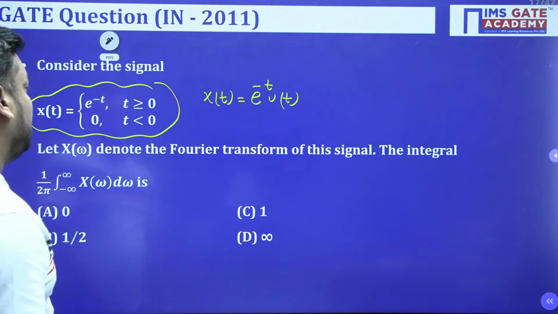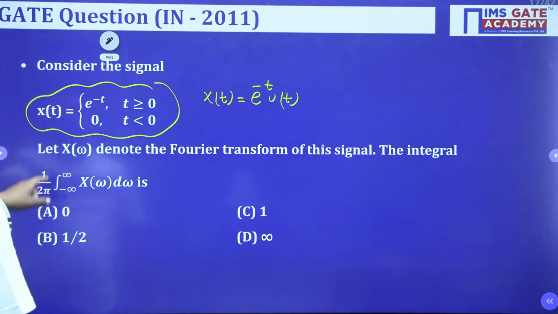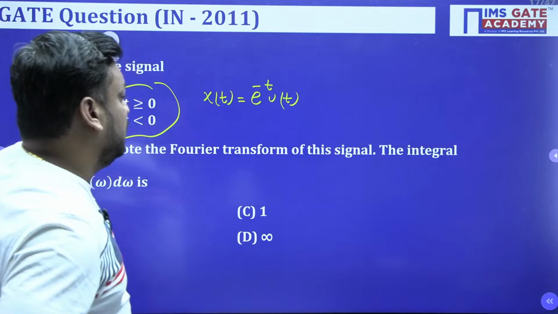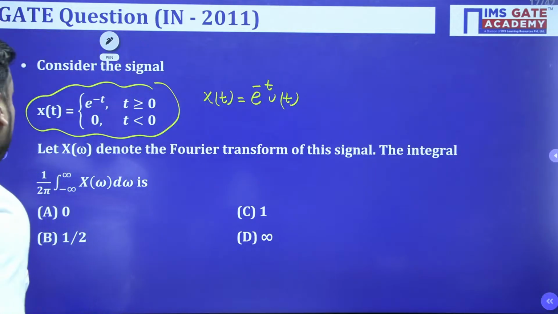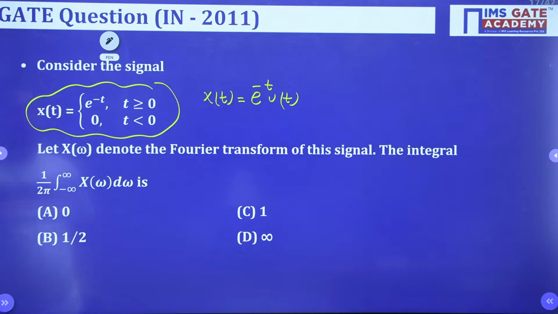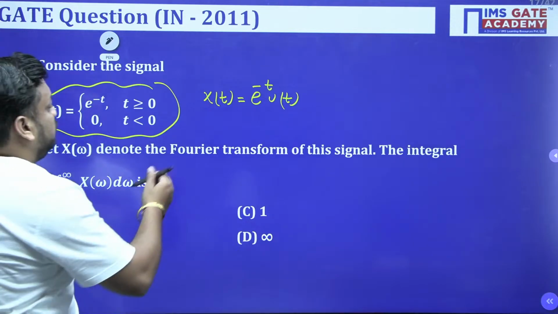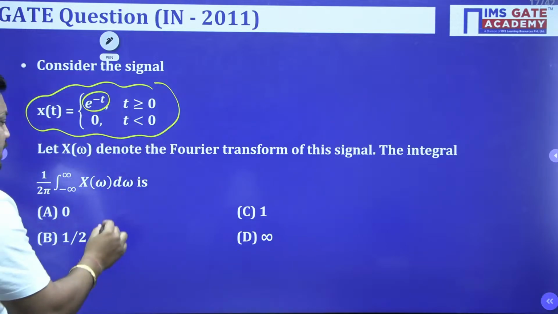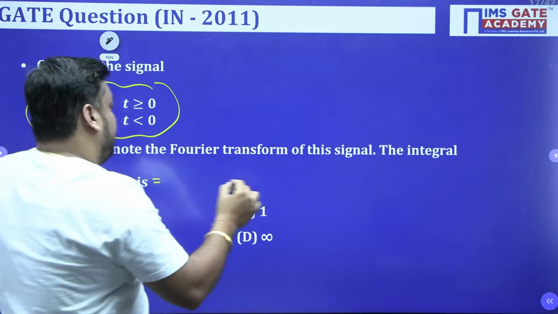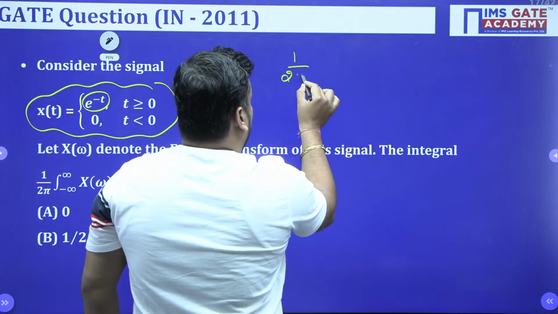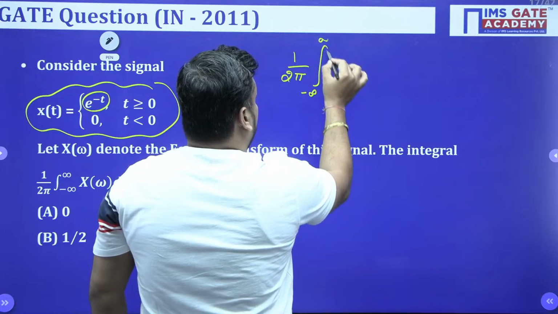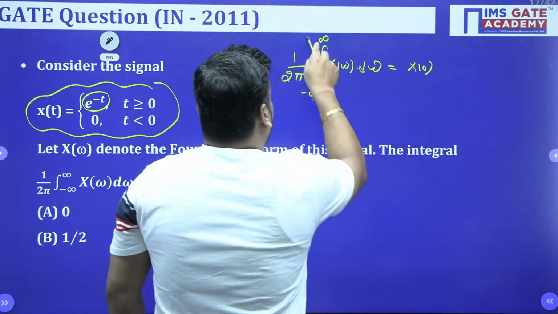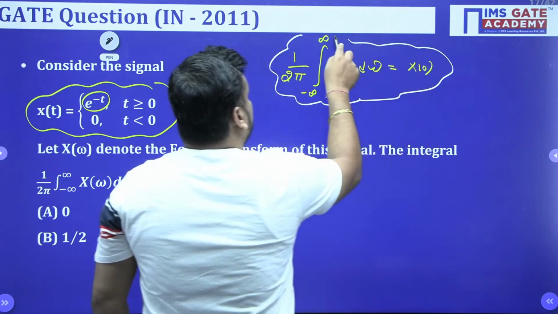Now the examiner is asking: let X(omega) denote the Fourier transform of this signal, then the integral 1 upon 2 pi from minus infinity to infinity of X(omega) d omega is equal to what? Here t is greater than or equal to 0, e to the power minus t, and the property, the area under the frequency domain property, says that 1 upon 2 pi integral from minus infinity to infinity of X(omega) d omega is equal to x(0) only. Is this clear, beta?